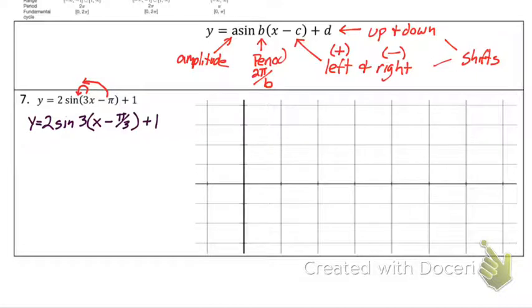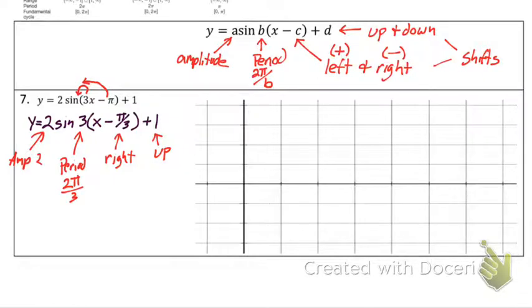Because right now it looks like I'd be shifting it right pi units, but it's actually right pi over 3 units. So if you have a number in front of this x, you have to pull it out front. Okay, so all the information we have is right there. It is going to go up 1. It's going to go right pi over 3. The period is going to be 2 pi over 3, and our amplitude is 2.